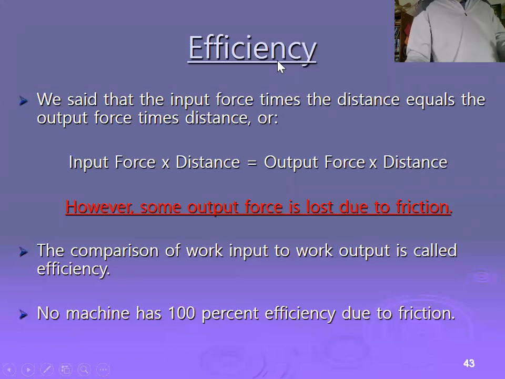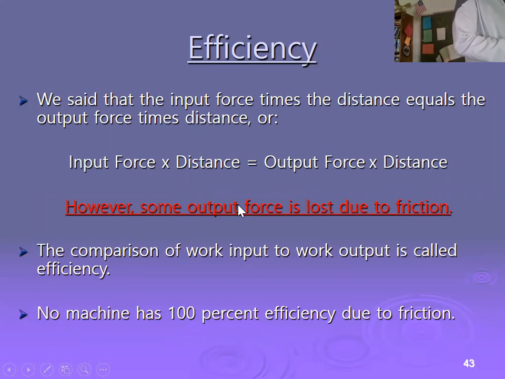Efficiency is kind of a lot like mechanical advantage. Efficiency is a percent, okay? The big thing to think about is that efficiency is never 100% because of friction. Now, what do you lose as a result of friction? What type of energy do you lose as a result of friction? Thermal energy, or heat.